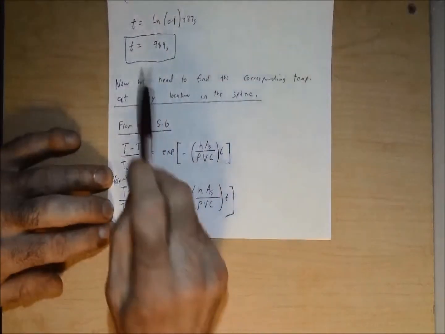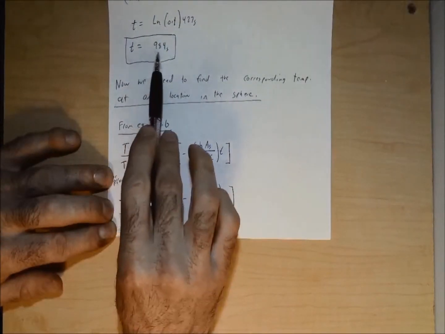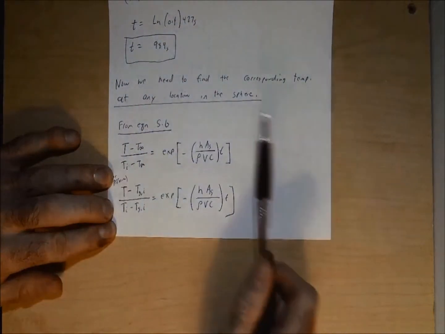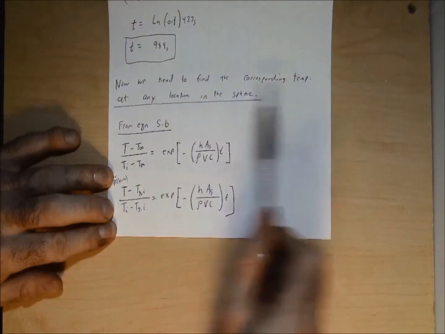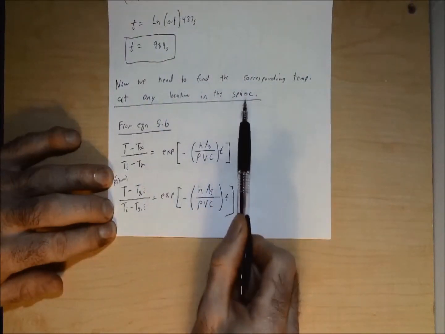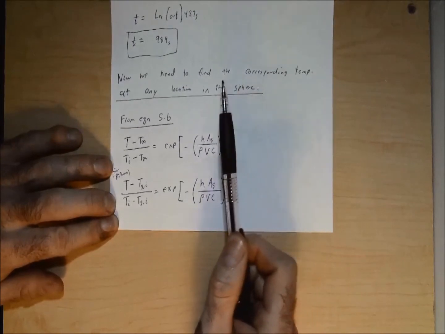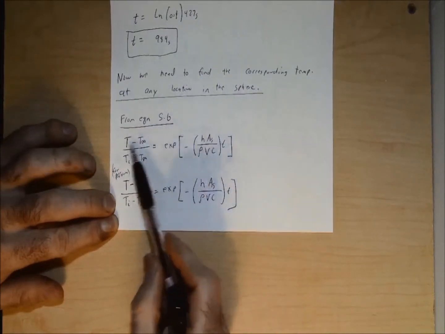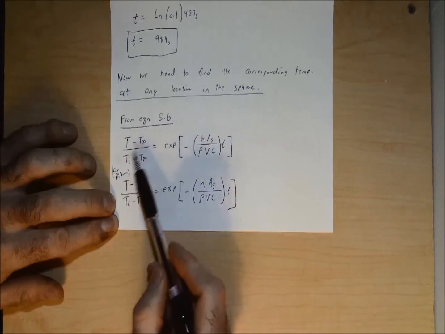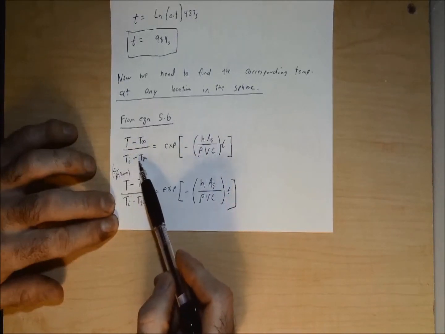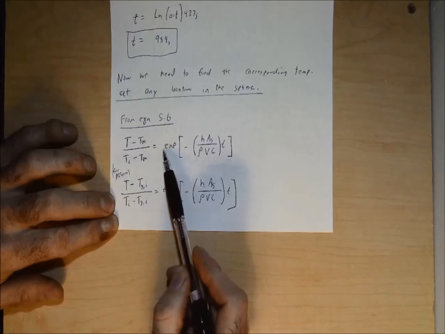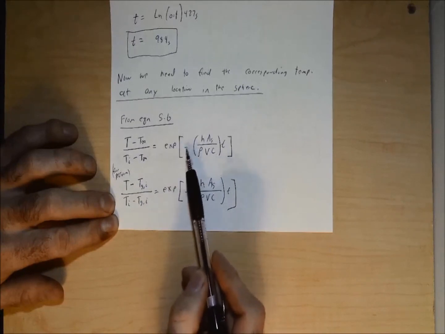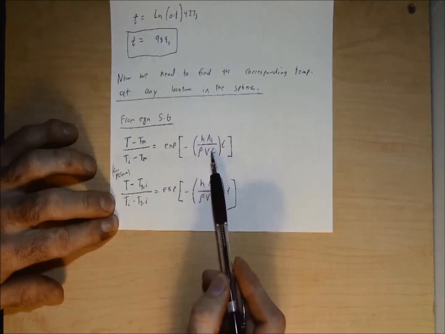So now that we've solved for a value for time, t is equal to 984 seconds, we now need to find the corresponding temperature at any location in the sphere. The way that we can do this is go back to our key equation from 5.6, where we have this expression shown here. We have the difference in temperatures, T minus T infinity all over T sub I minus T infinity, is equal to the exponent, negative hAs over rho V c, times t.